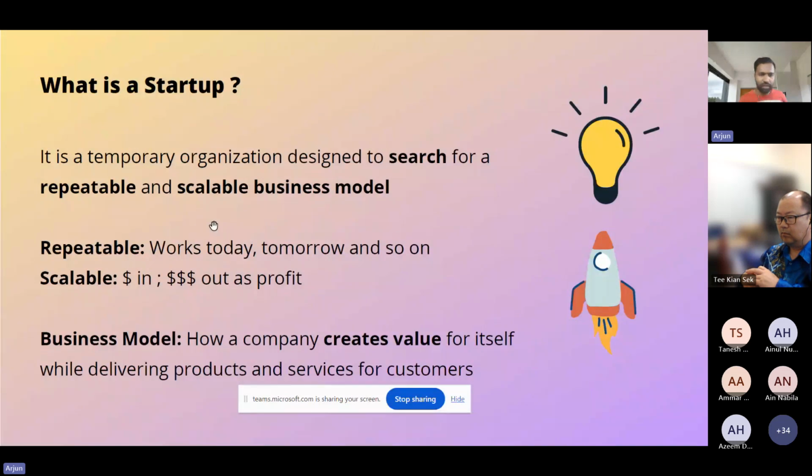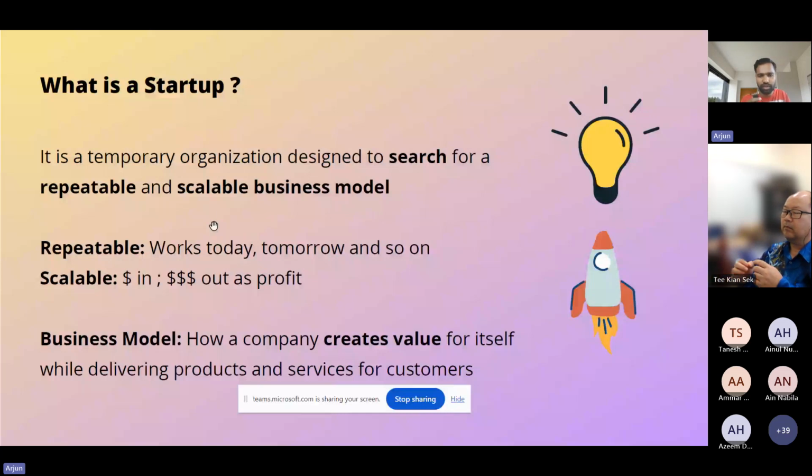So this business model should be repeatable and scalable. If it works today, it should work tomorrow, it should work after 5 years, 6 years, right? And scalable means you invest some money into the company to develop the products, and you need to sell the products at more than what you have invested, so that you can get profits, right?